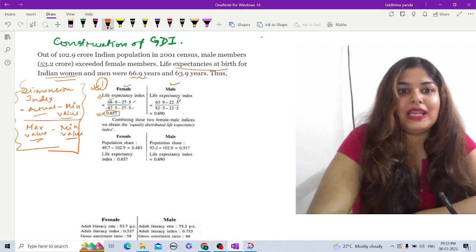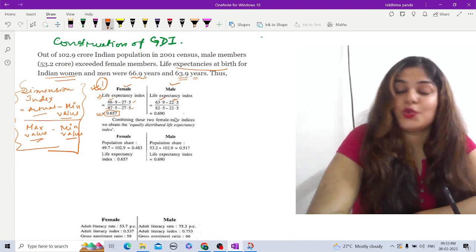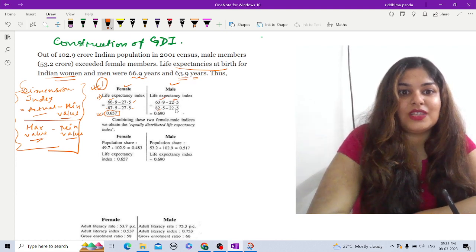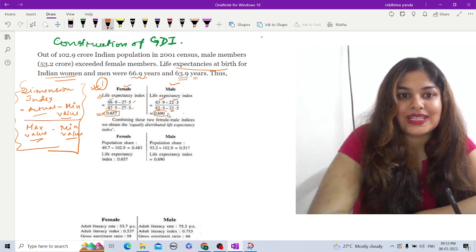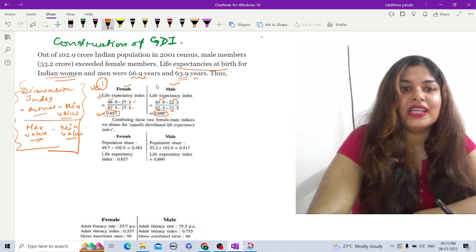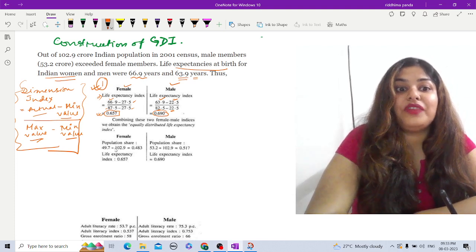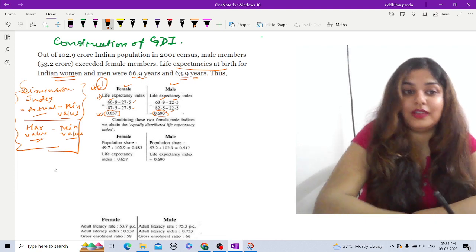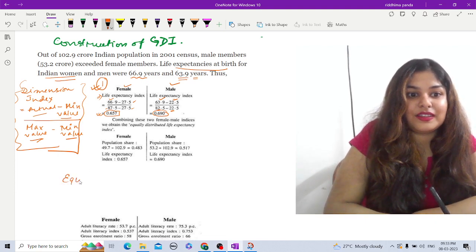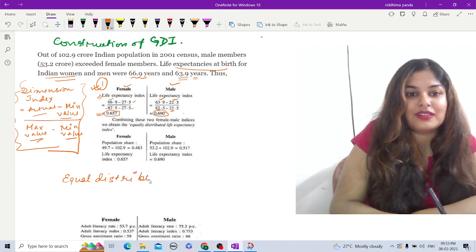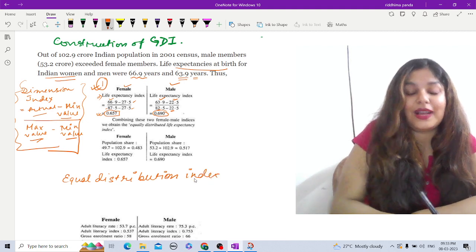Similarly, for the male, what is the life expectancy index? 63.9 years is the actual value. Minimum expected is 22.5, maximum expected is 82.5 minus again 22.5. This yields the value 0.690. So now what we have to find out is the equal distribution index, combining these two.